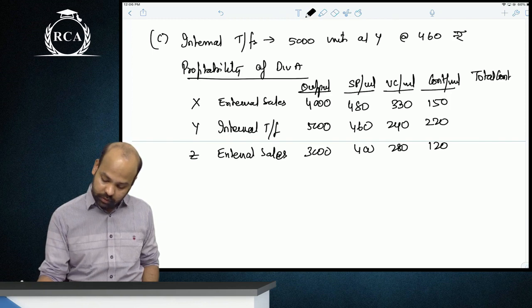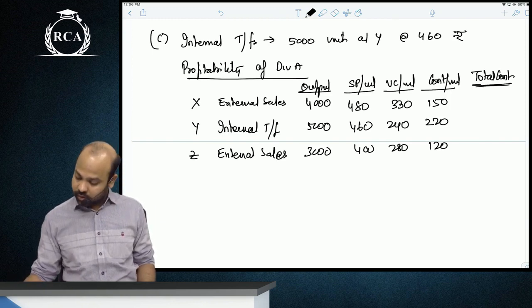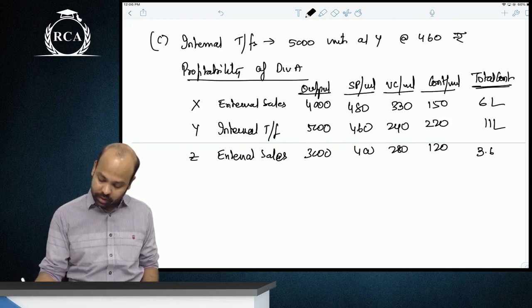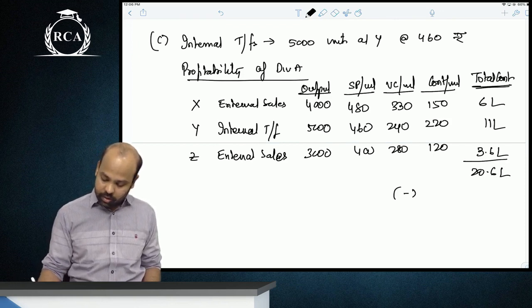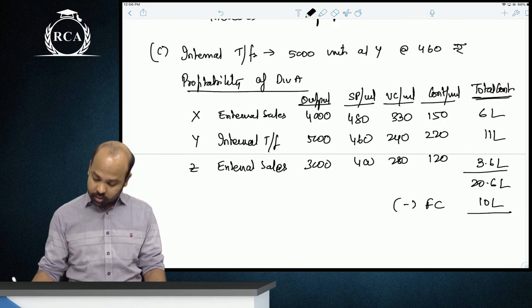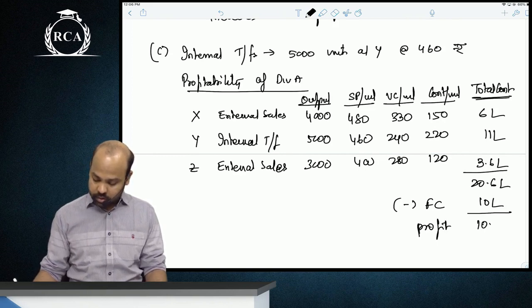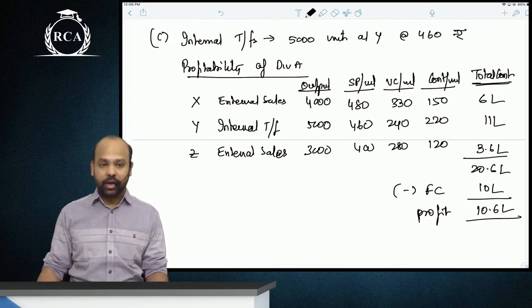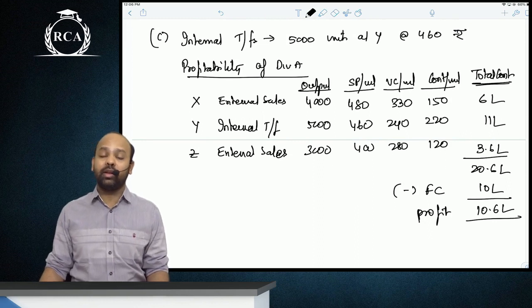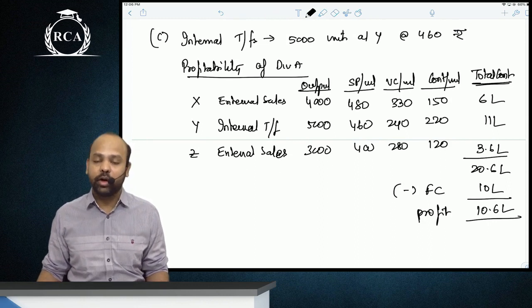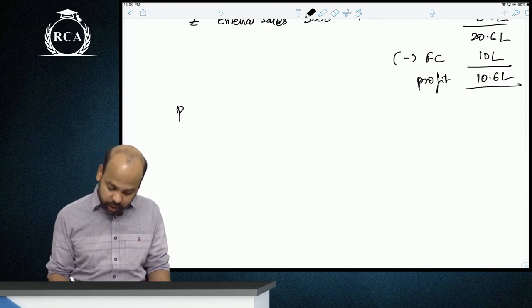Total contribution is 150 into 4,000, that is 6 lakhs; 220 into 5,000 is 11 lakhs; 120 into 3,000 is 3,60,000. Total 20.6 lakhs. Remember, their fixed cost is not increasing, it will remain at 10 lakh rupees only. So the profit that division A makes is 10.6 lakh rupees, on internal transfers of 5,000 units at 460 rupees. You'll have to recompute profitability of division B as well, guys.